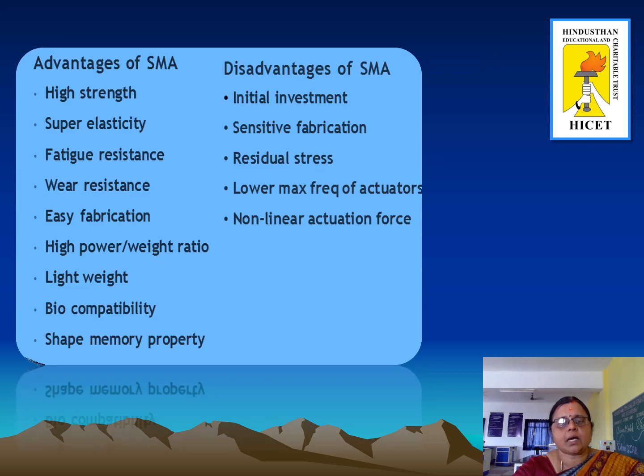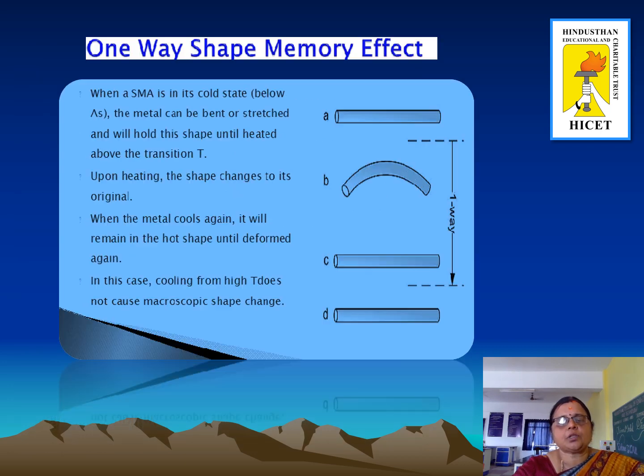Advantages of SMAs are that they have high strength, they are super elastic, they have fatigue resistance, high wear resistance, easy fabrication, high power to weight ratio, light weight, biocompatibility and shape memory property. Whereas the disadvantages of SMAs are that their initial investment is high, sensitive fabrication is required, residual stress is high, lower maximum frequency of actuators and non-linear actuation force.